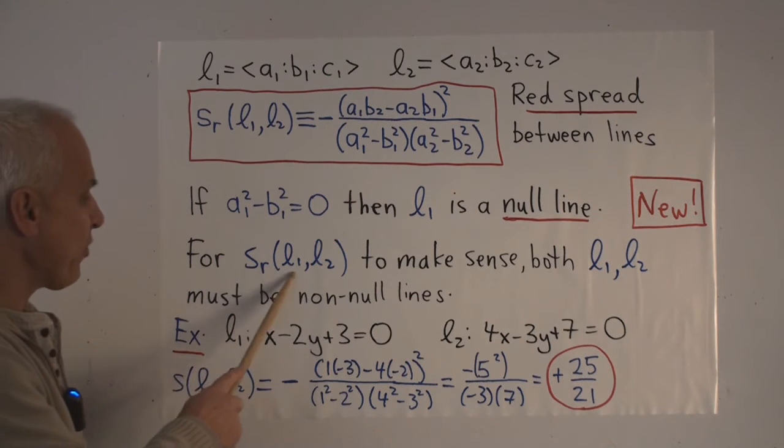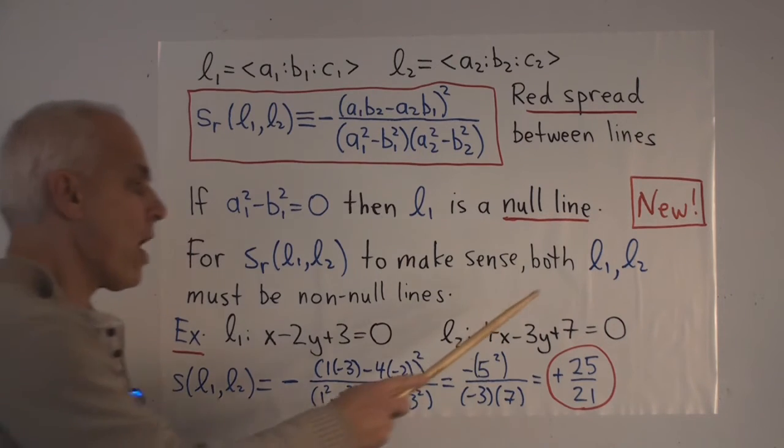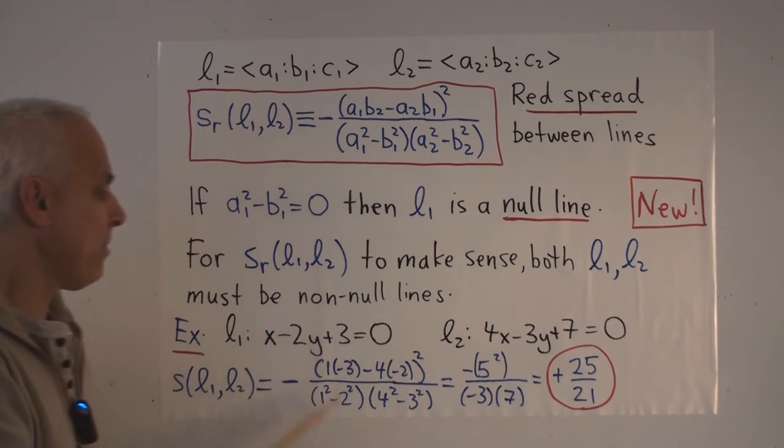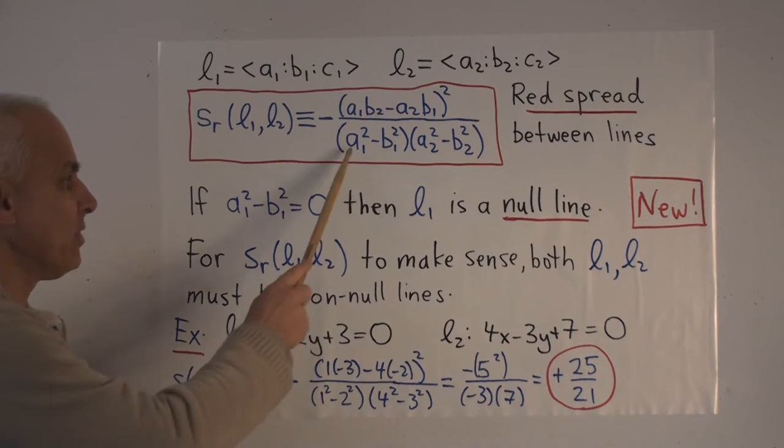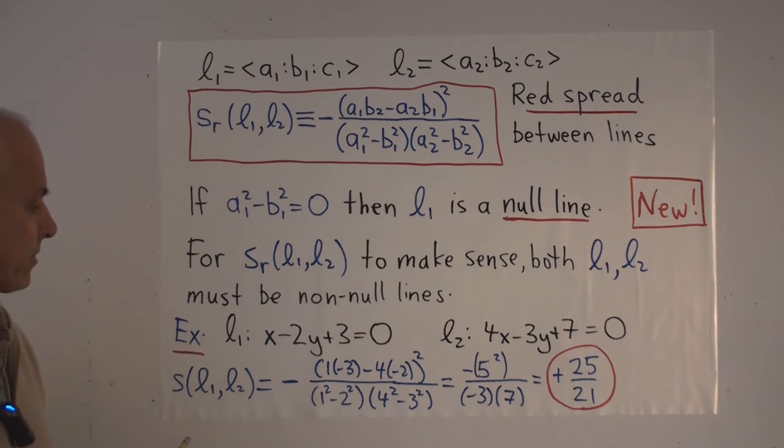Alright, so for this spread between L1 and L2 to make sense, this red spread, we require that both L1 and L2 be non-null lines. In other words, we insist that these denominators are not 0, of course.